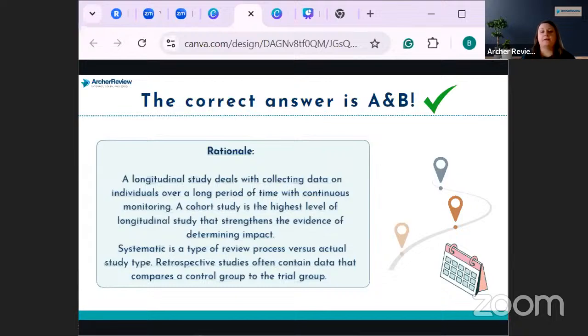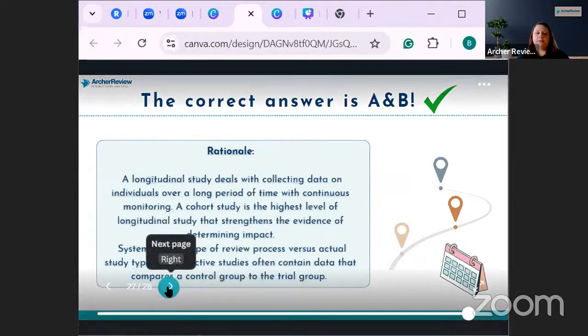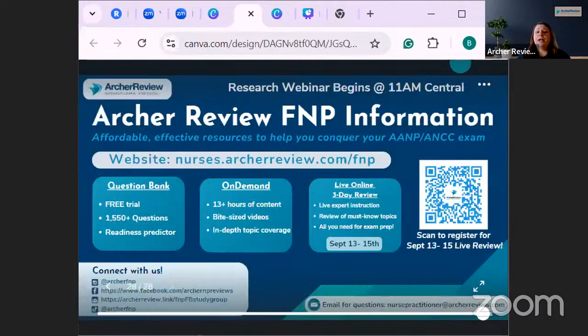And again, the kid has a common denominator with his people in his cohort of fetal alcohol syndrome. And so that's going to be cohort and longitudinal. So that was A and B. Great job, you guys. I hope that this has been helpful for you.